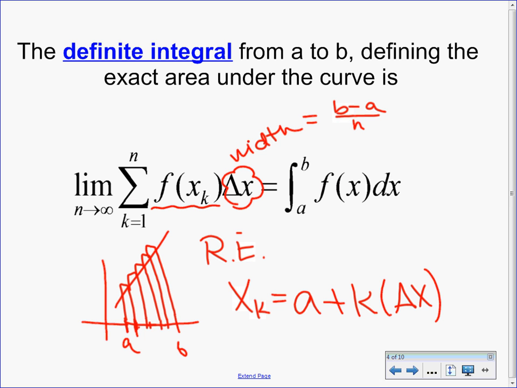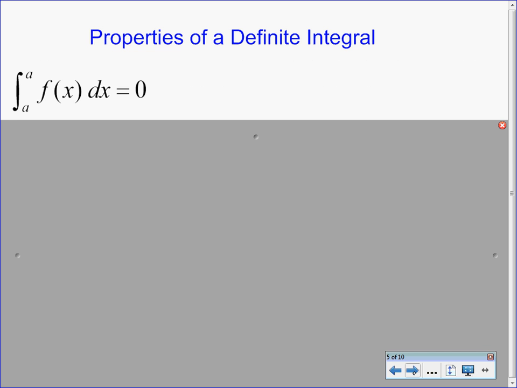The first thing I want to talk about are some properties we have with a definite integral. When we talked about integrals before Christmas break, we did not have this A or B right here. Those are called indefinite integrals. We just found the antiderivative. Now we have numbers here. So let's talk about these properties.